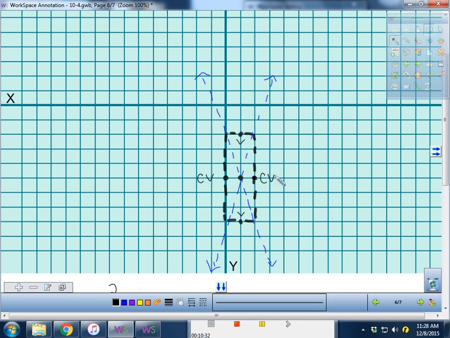co-vertices. So label those. And then you need to name your points. So this vertex is at 1, -2. And this vertex is at 1, -3, 4, 5, 6, 7, 8. This co-vertex is at 2, -5. And this co-vertex is at 0, -5.